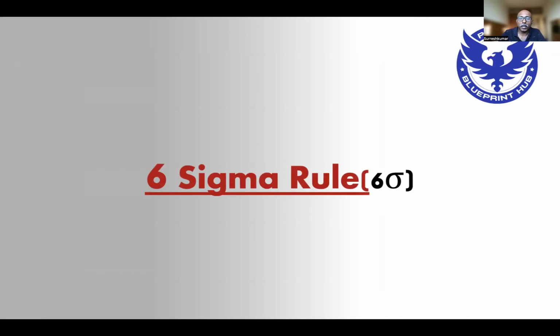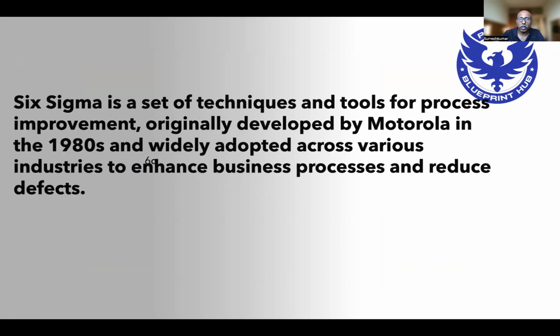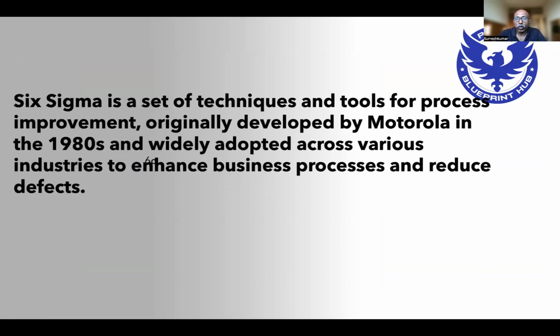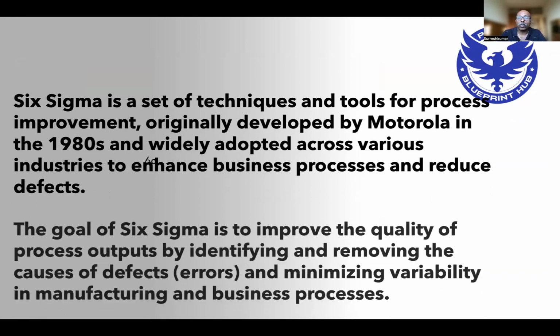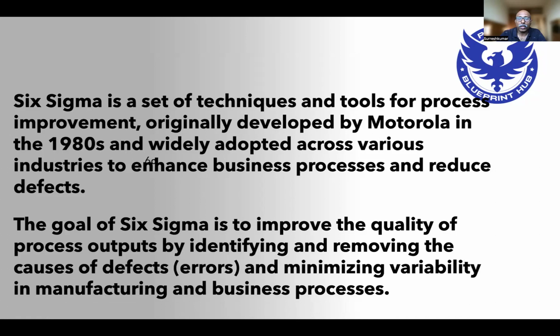Six Sigma rules, same like six rules. Six Sigma is a set of techniques and tools for process improvement, originally developed by Motorola in the 1980s and widely adopted across various industries to enhance business processes and reduce defects. The goal of Six Sigma is to improve the quality of process outputs by identifying and removing the causes of defects and minimizing variability in manufacturing and business processes.